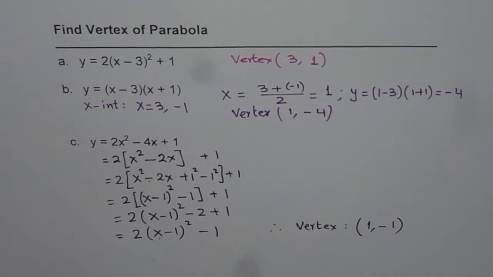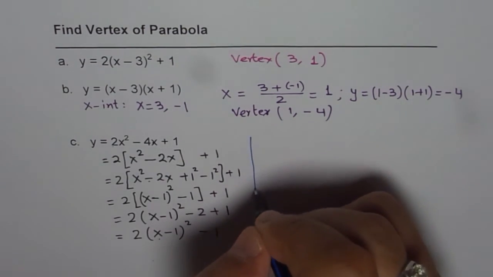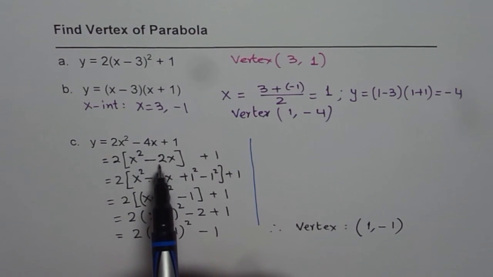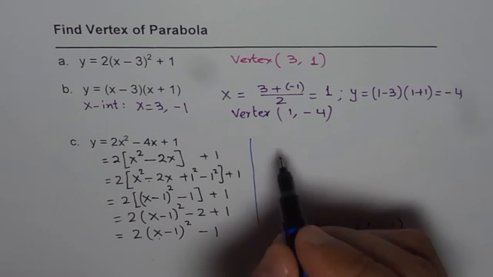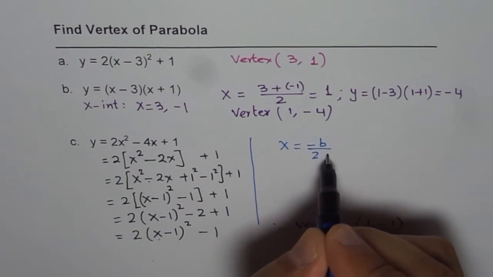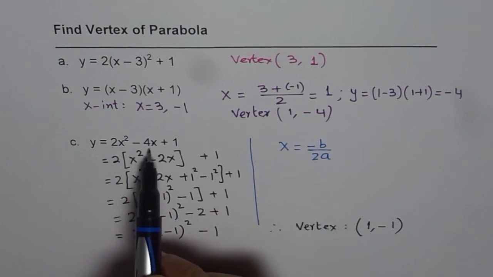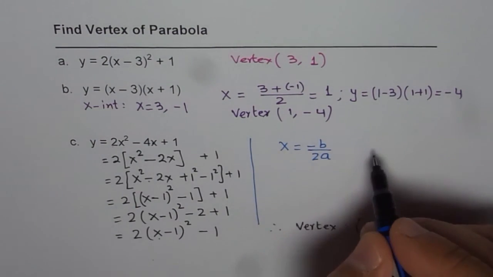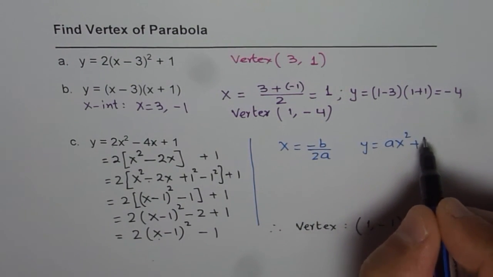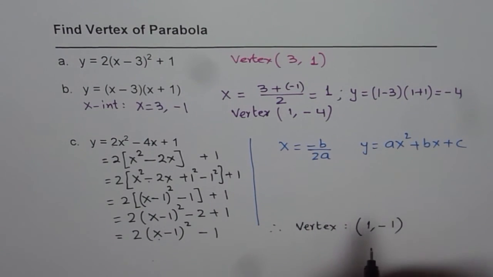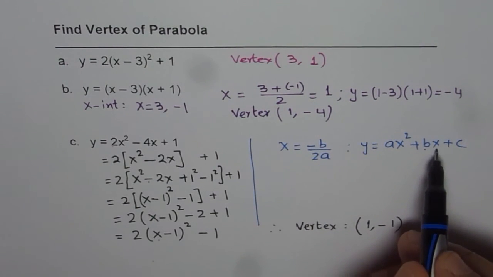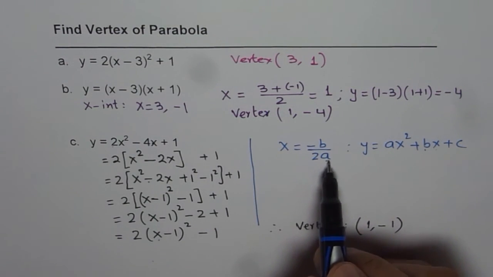Well, here is an alternate or shortcut. In this equation, you saw we always factor out the leading coefficient and then do half of b, right? So you'll find that the x value for the vertex is minus b divided by 2a. What I'm trying to say is, if the equation is given as y equals ax squared plus bx plus c, the standard form, then the x value of the vertex is minus b, the coefficient of x, divided by 2 times the leading coefficient a.